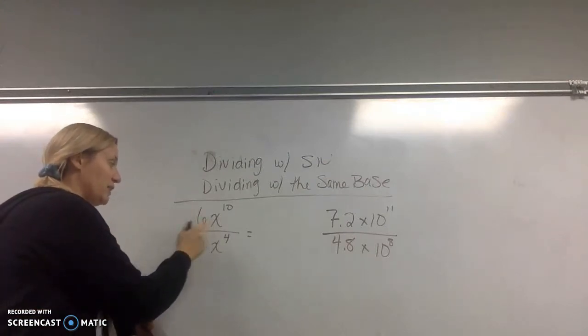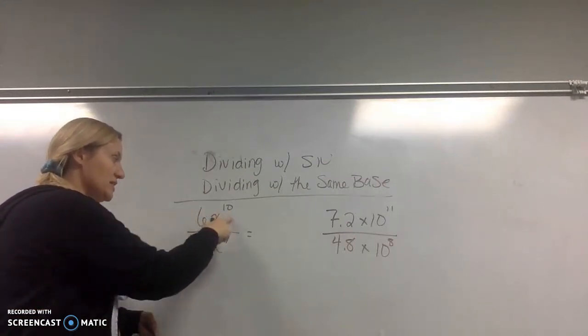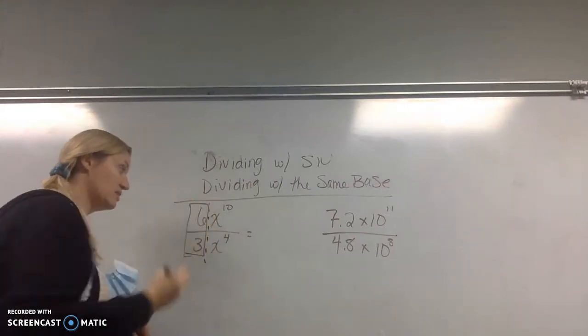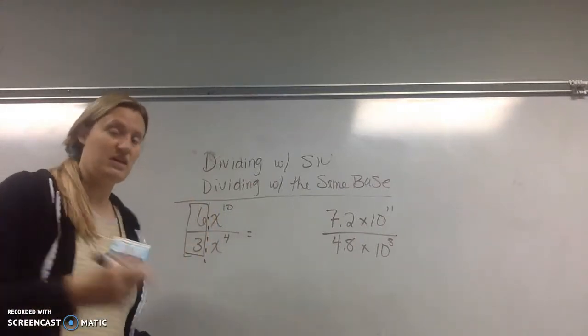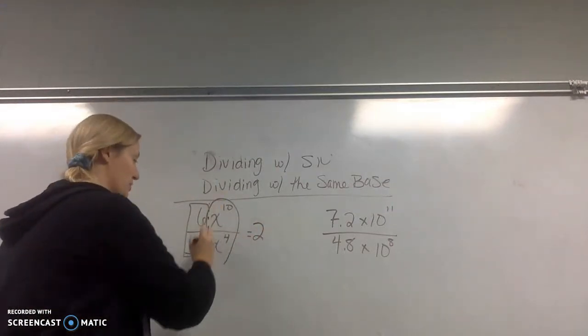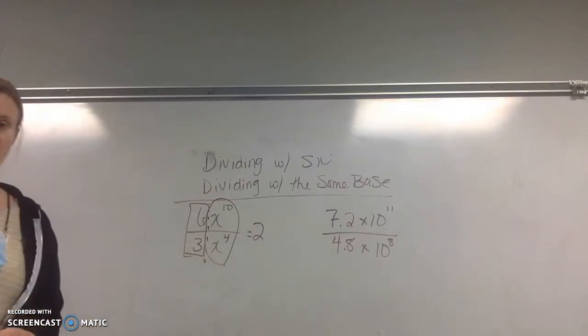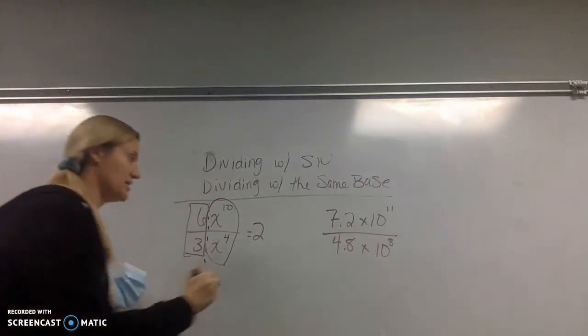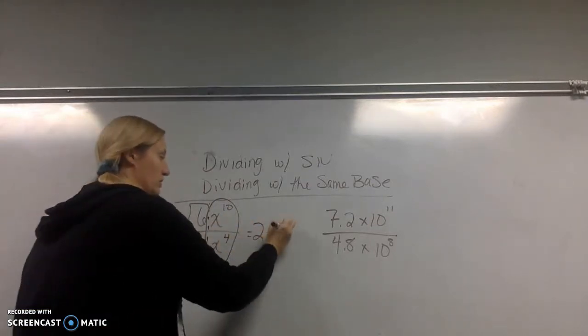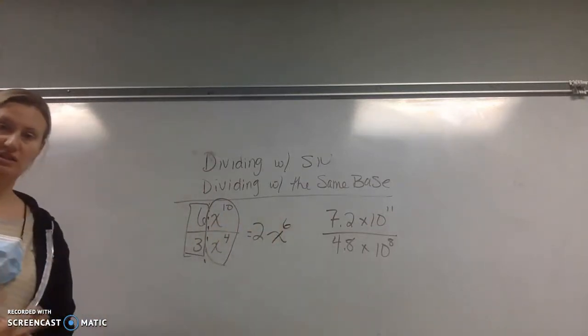Remember that if I have coefficients and then the variable, what I can do is kind of split this, and I can just divide the coefficients like normal. 6 divided by 3 is 2. Here's where I'm going to use the property of exponents. So this is keep the base, subtract the exponents. So keep the base, and then 10 minus 4 is 6. So that becomes 2x to the 6th.